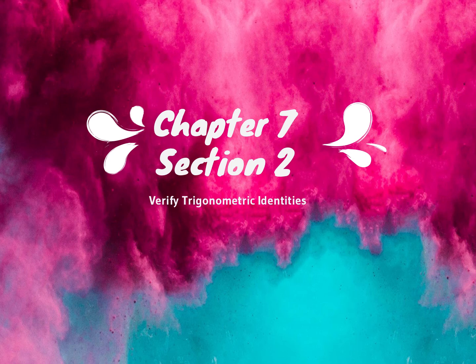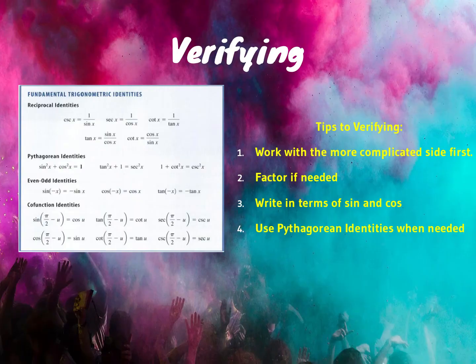So today we're going to start Chapter 7, Section 2. Today we're going to be verifying the trigonometric identities. Now, basically, the same thing that we did last night where it said to simplify, what's going to be different here is we're going to pick one side of our equation to simplify. You're going to look for the more complicated side of the equation, and that's the one you're going to simplify. And you're going to simplify it to the other side of the equal sign.